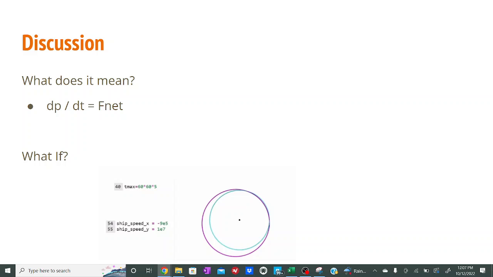For the what-if question, if you were to try to orbit the black hole, that is possible. I just had to mess around with the numbers a little bit to find the right speed for x and y. As you can see with this T max change, originally it was 60/60 times 2, but now it's 60/60 times 5, so it allows for it to orbit.